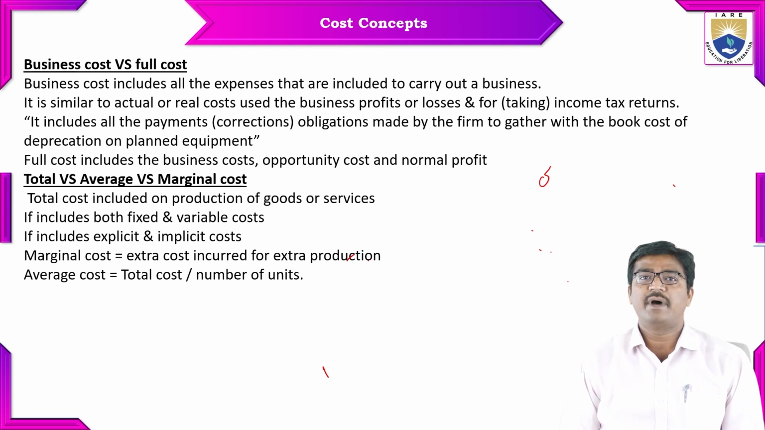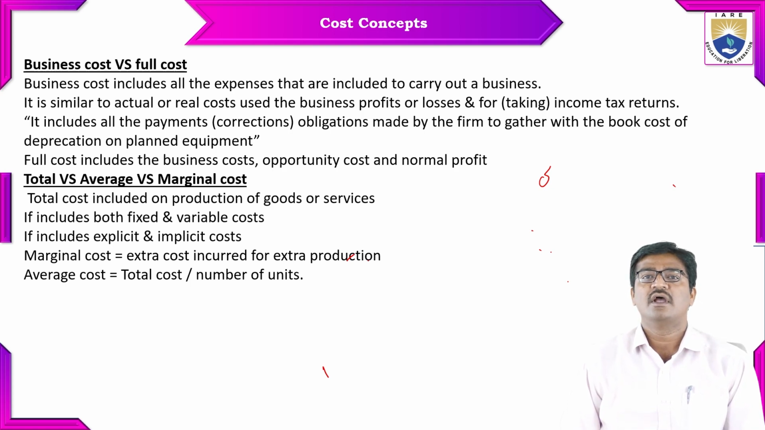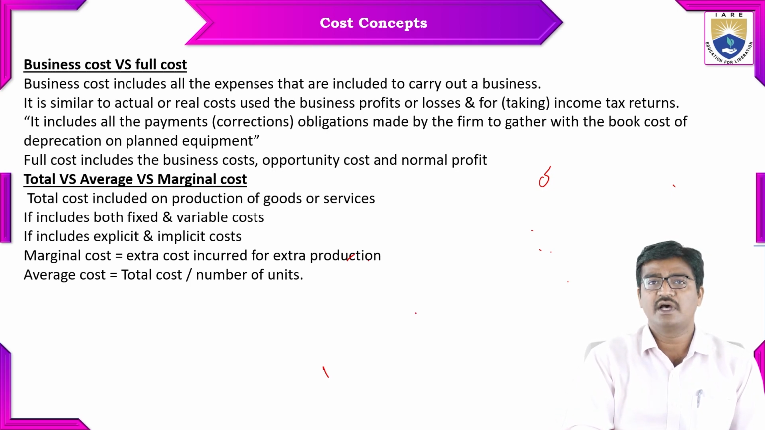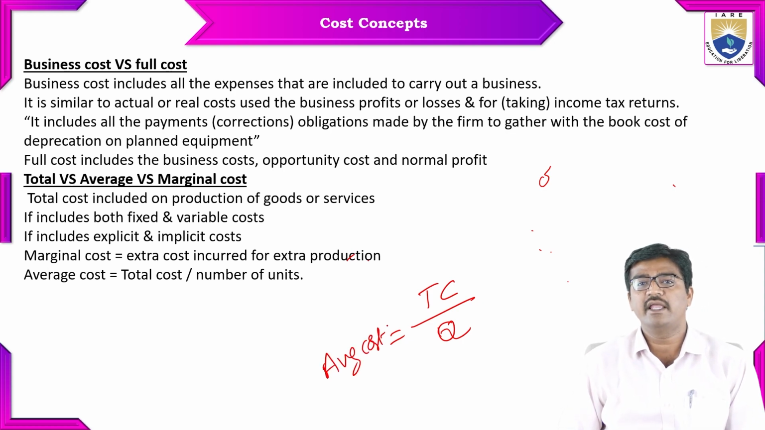And average cost. By incurring some amount of money, you are going to get some quantity of output. When the total cost is divided by the number of units, you get the average cost, meaning on average the cost to manufacture a particular product. And the formula for average cost is total cost divided by quantity. Total cost divided by quantity.